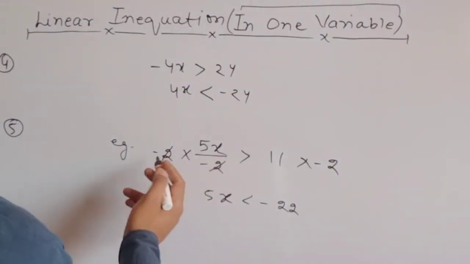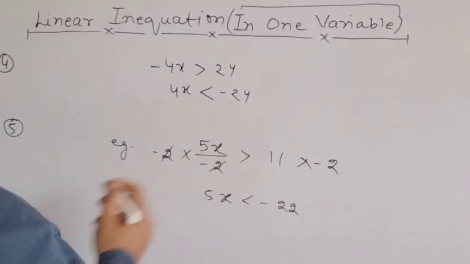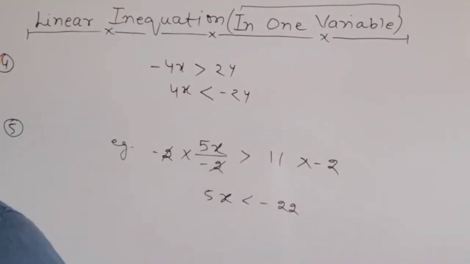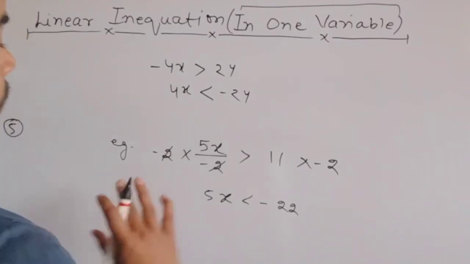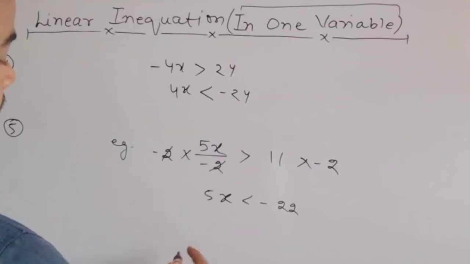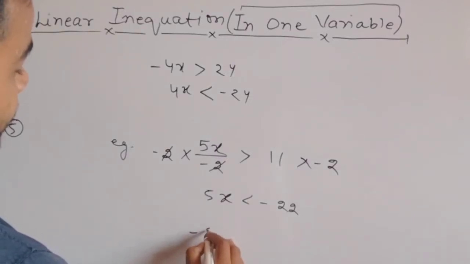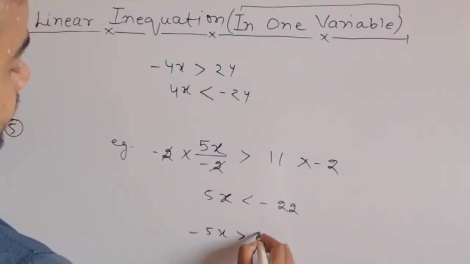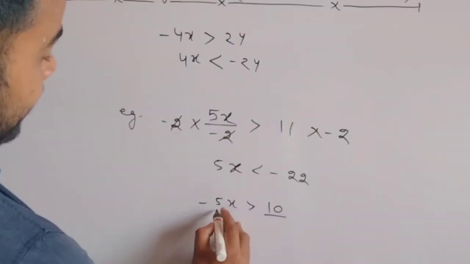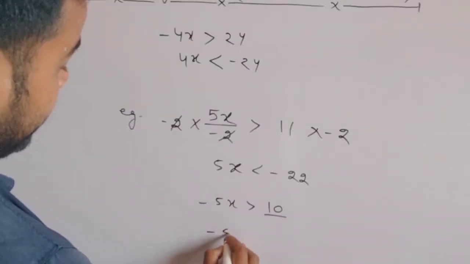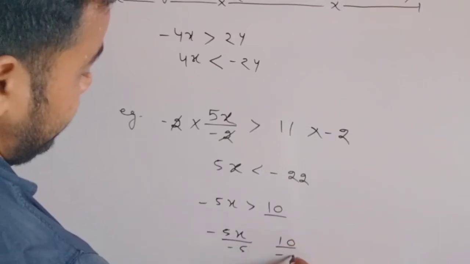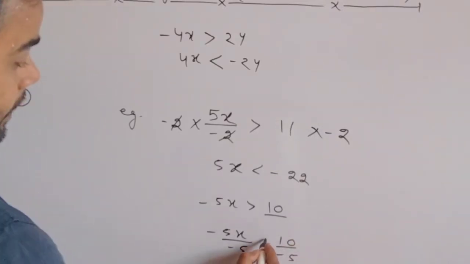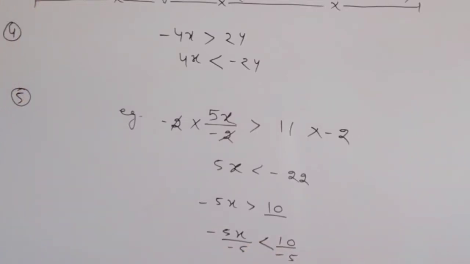So in this case, if we multiply by a negative number on both sides of an inequality, the sign of inequality will change, as well as if we divide by a negative number on both sides of an inequality, the sign of inequality will also be changed. For example, minus 5x greater than 10. We have to divide by minus 5 on both sides in the next step. Minus 5x upon minus 5, and 10 is also divided by minus 5, and in this case the sign of inequality will reverse. Okay, this is rule number 5.